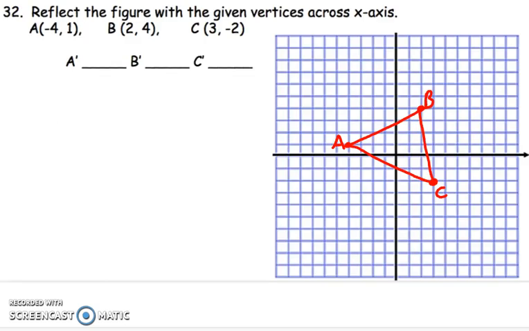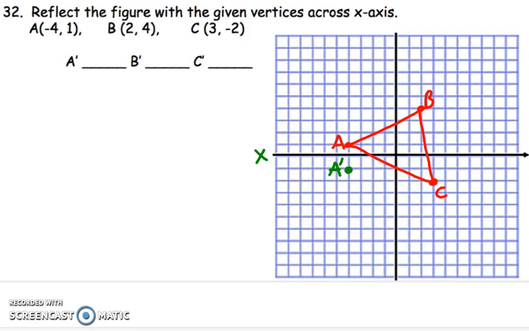Number 32. We're going to reflect the figure with given vertices across the x-axis. Now the horizontal black line, that is your x-axis. Now remember what a reflection is. It's a flip. So we're going to flip our A over the x-axis. Now how do you do that? Since our A is 1 unit above the x-axis, we're going to go on the opposite side and go down 1 unit. So we're going to write A prime. That'll show that it's different than the A. The A prime will show this new triangle that we're going to form.